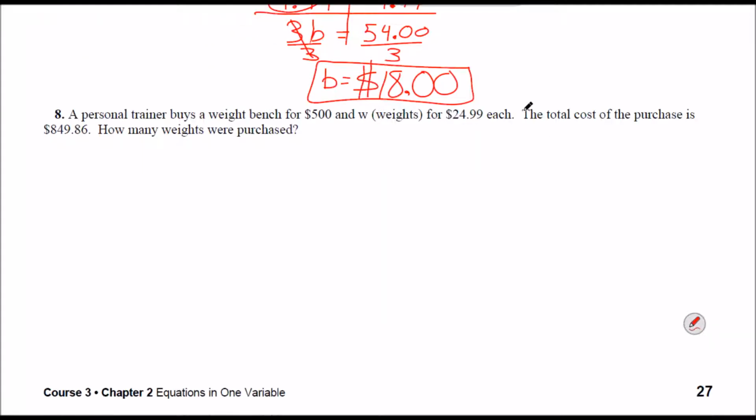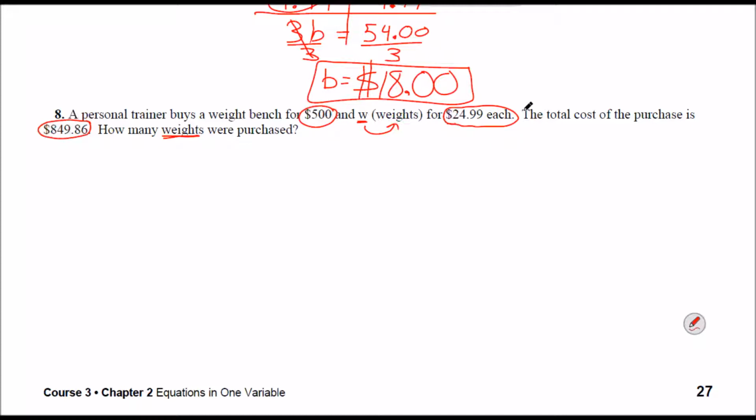A personal trainer buys a weight bench for $500, and W, they actually tell us what variable to use here because right behind it in parentheses, it says W is standing for the weights, for $24.99 each. Again, each means we're multiplying. The total cost of the purchase was $849.86. How many weights? Again, a key for why we're using the W for the variable.